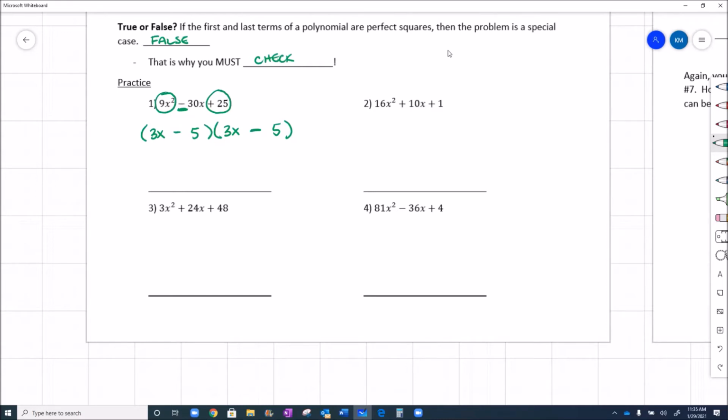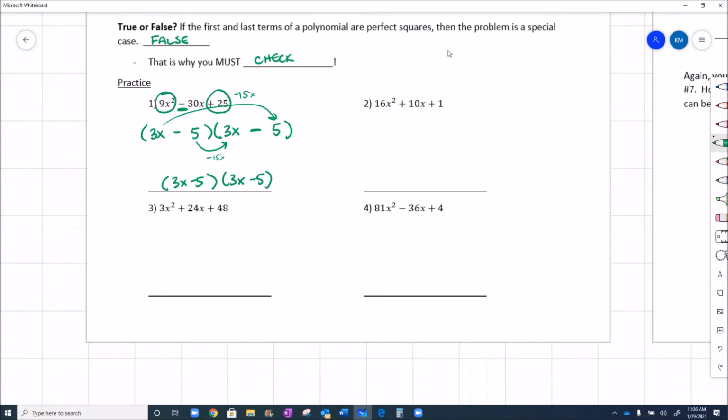We know the first and the last terms are going to work out, 9 and 25, because that's how we came up with those numbers. We check here by making sure that the insides and the outsides, negative 5 times 3x, negative 15x, and negative 15x, give negative 30x. This is how we check. So we have 3x minus 5 times 3x minus 5.